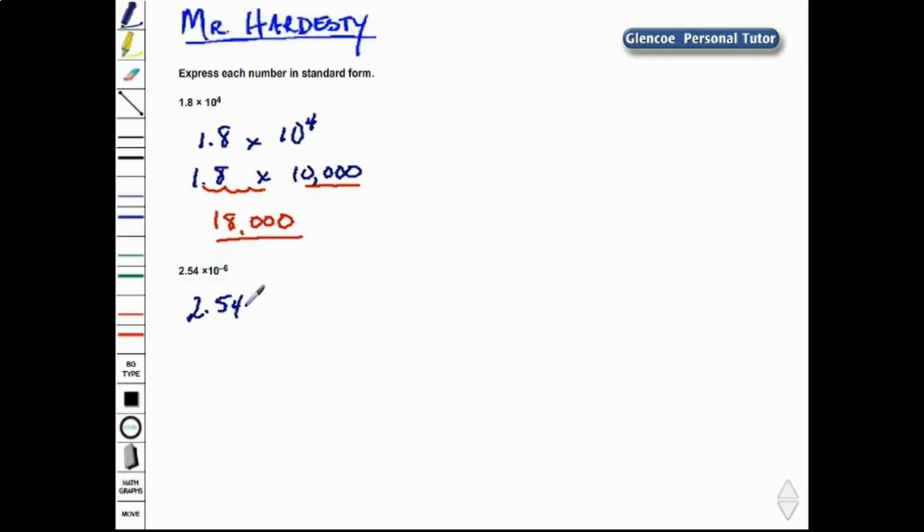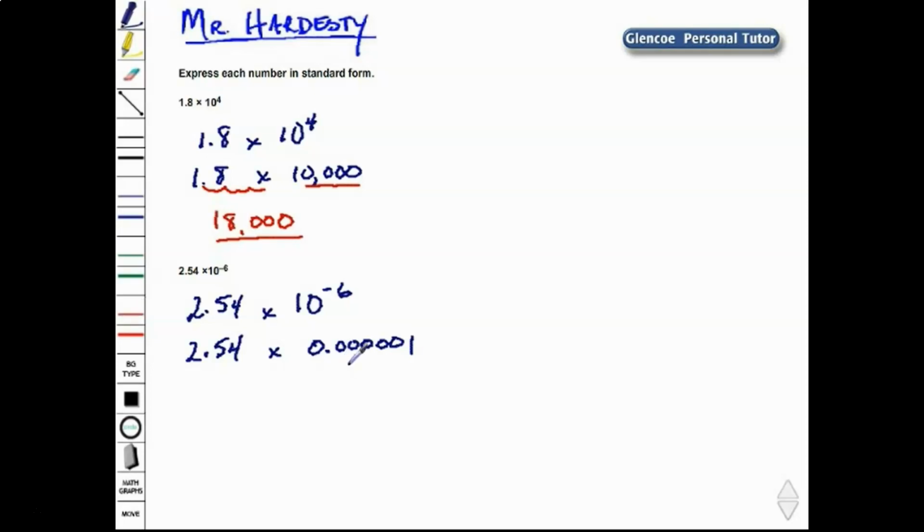2 5400ths times 10 to the negative sixth power. 2 5400ths multiplied by 0.000001. There's another name for 10 to the negative sixth. We'll multiply that by 2 5400ths, and we'll have it in standard form.